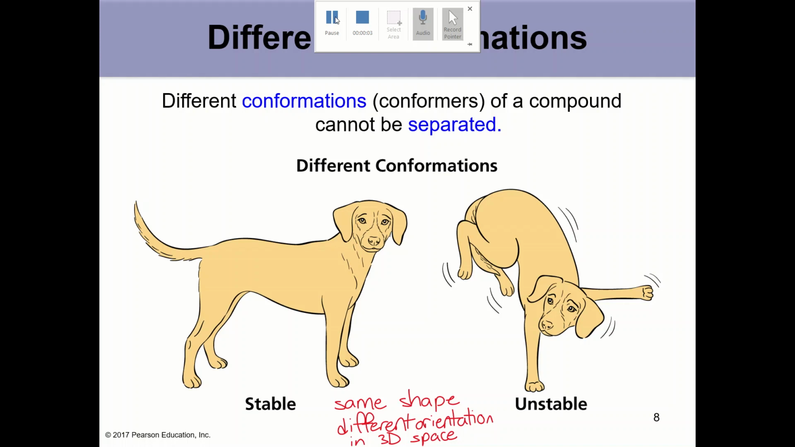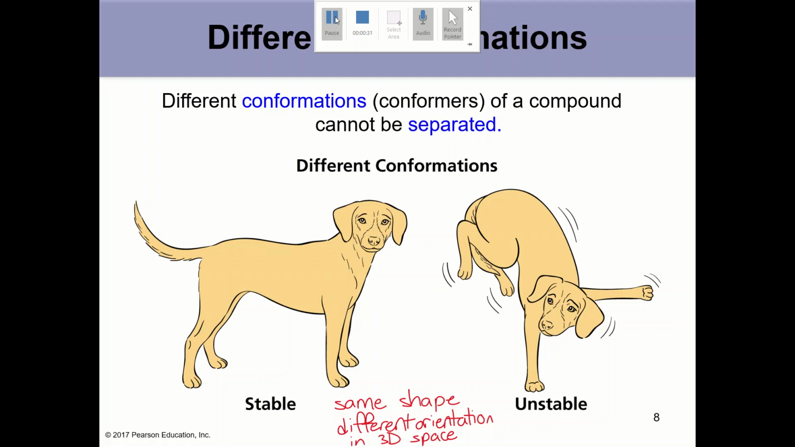Okay, molecules with different configurations. So starting with cis-trans isomers and then moving on to sp3 carbons that have their own unique, what we call stereochemistry. So we can think of different conformations of a compound. These are not the configurational differences. Different conformations of a compound have the same shape.